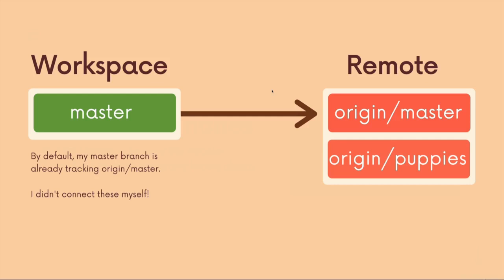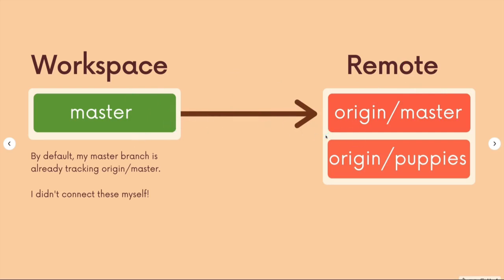By default, when we clone a repository, let's say in this diagram, it's a master branch that we end up with. That master branch is automatically tracking. It's connected to the remote branch origin/master, right? They're both master. They have the same name. So that's the default behavior. I didn't make that happen.